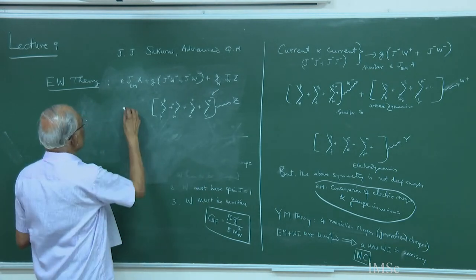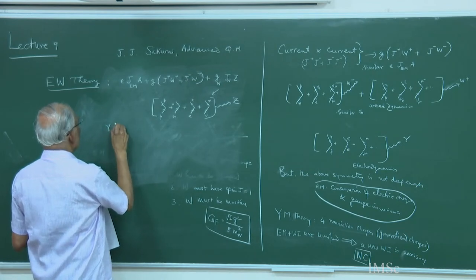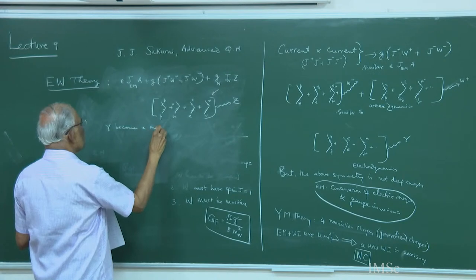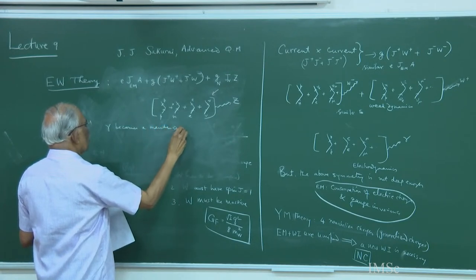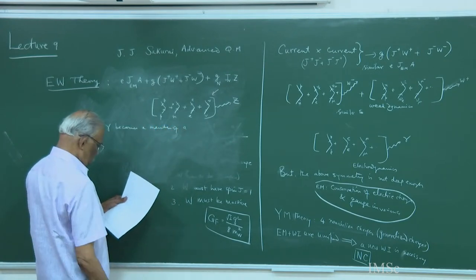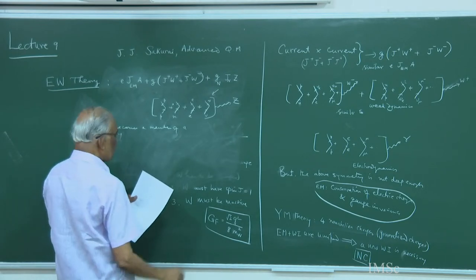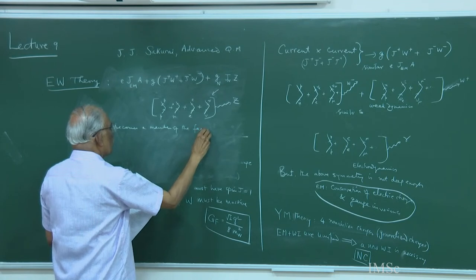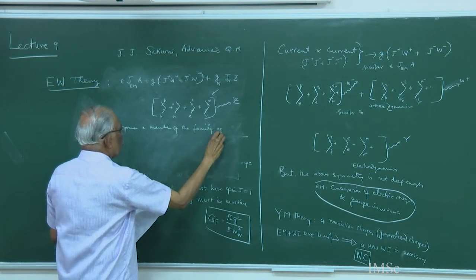So what is the main thing in this? Photon becomes a member of the family of 4 gauge bosons.